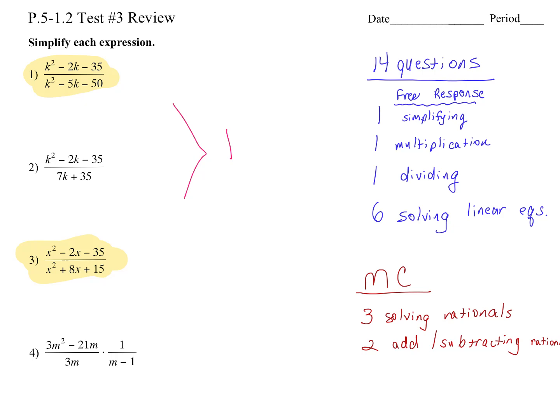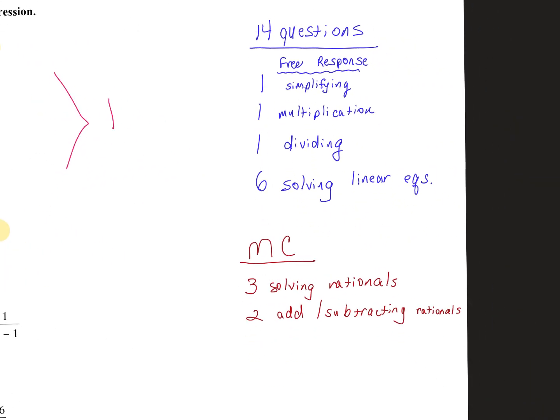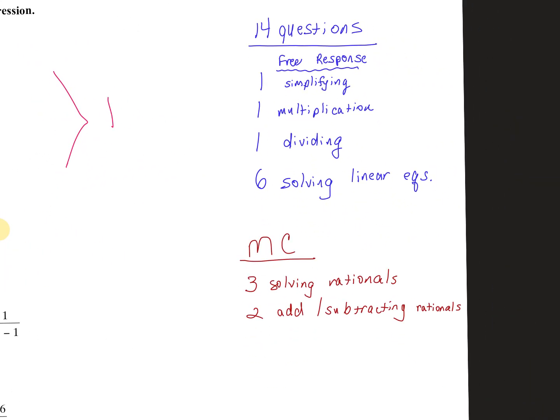All right, write this down first, guys, over here on the side. There's 14 questions total. There's going to be two sections, a multiple choice section and a free response section. So the multiple choice questions are going to be the adding and subtracting of the rationals. Right? Those seem to give us the hardest time.